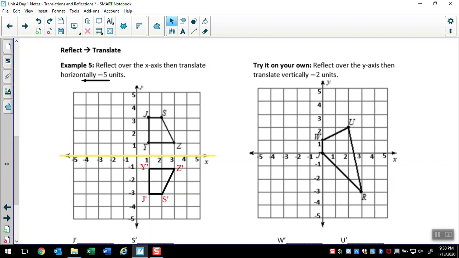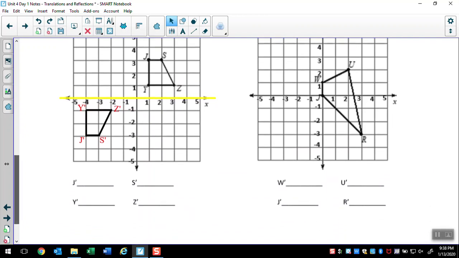All right, now I need to translate it horizontally -5 units. So now I'm going to take this, I'm going to translate it 1, 2, 3, 4, 5, and bring its letters with it. Okay. Done. So first we flipped it, then we translated it.